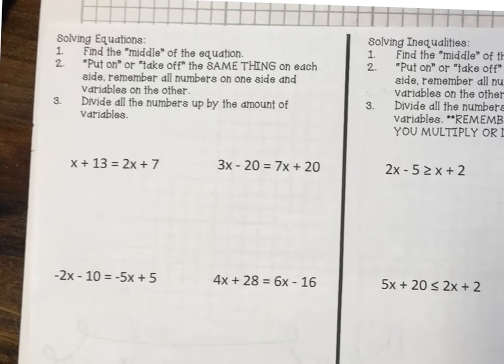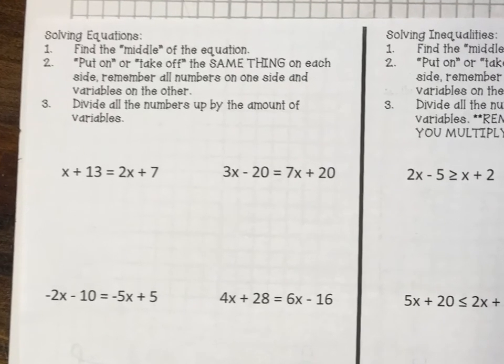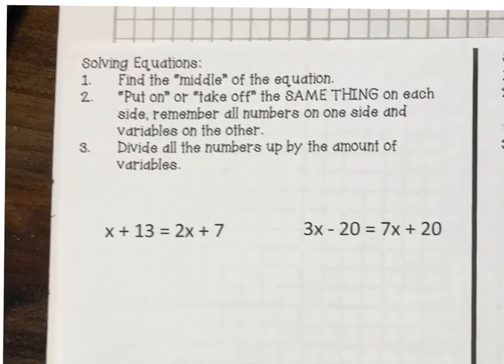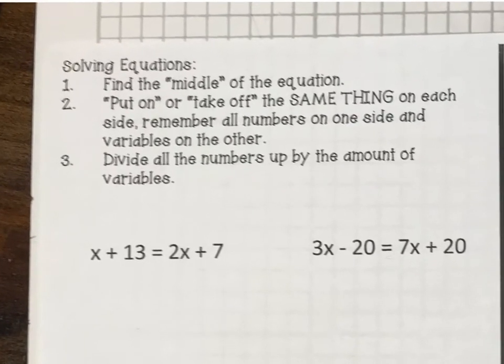Okay, so make sure you're paying attention to some of these because I'm going to change some of the original ones. So we're going to talk about solving equations. Find the middle of the equation, put on or take off the same thing on each side. Remember, all numbers on one side and variables on the other. Divide all the numbers by the amount of variables.